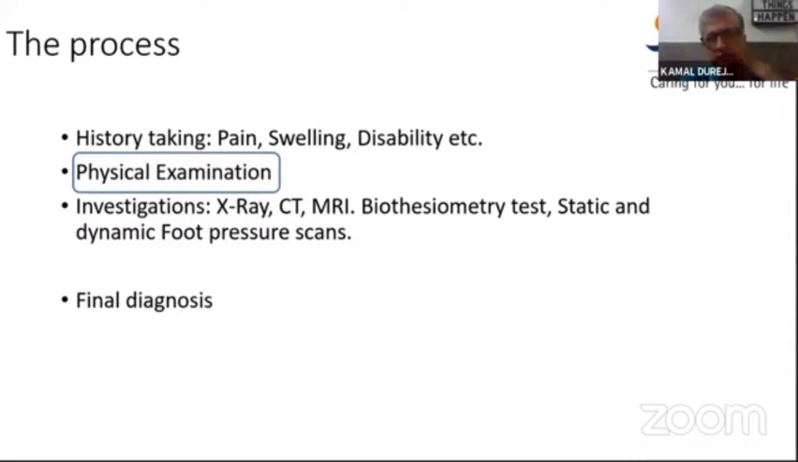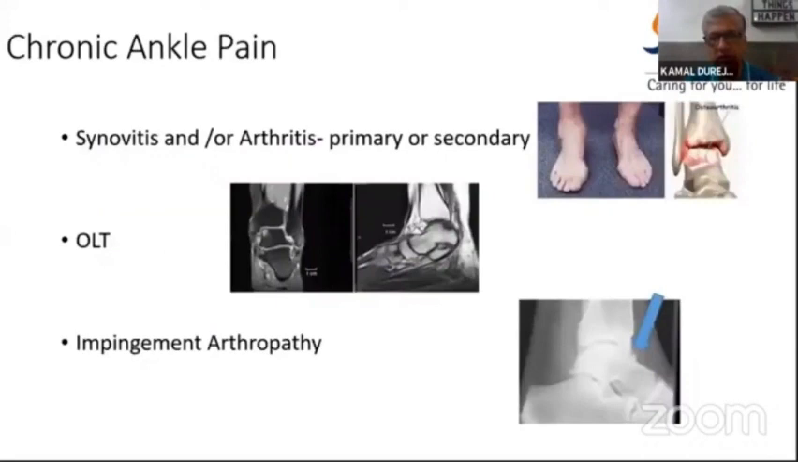Since the subject is to focus more on physical examination, I will just touch upon a few points of the history taking, which are pain, swelling, and disability. That is what the patient comes to you with. When the patient comes with these particular symptoms or complaints, we start thinking of various conditions. So if a patient has a chronic ankle pain, what comes to my mind?